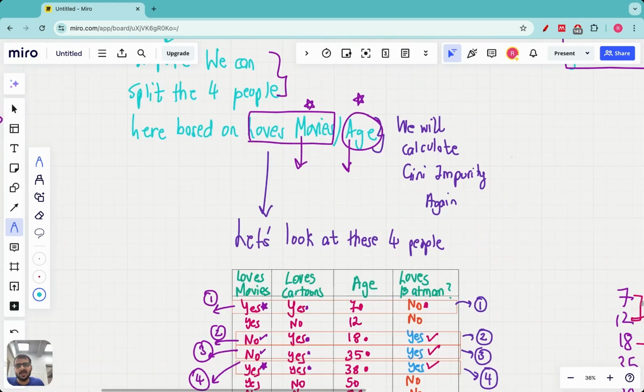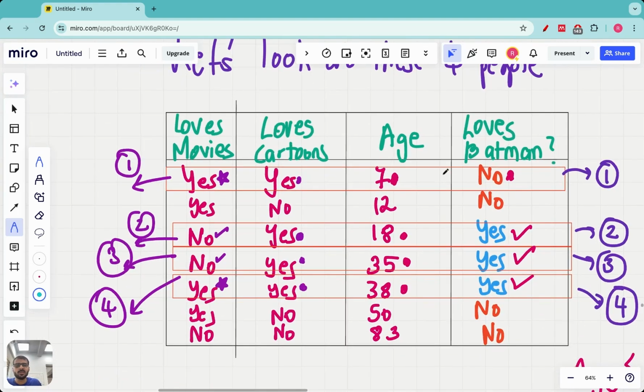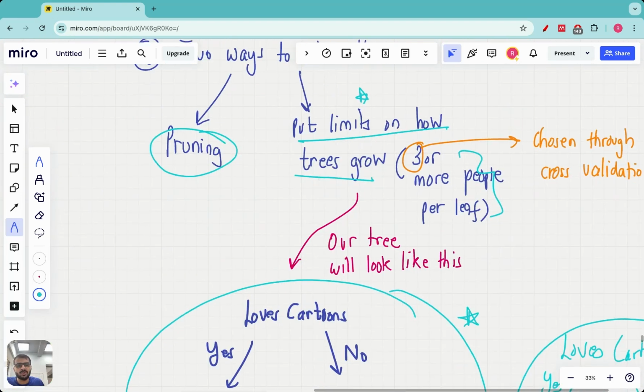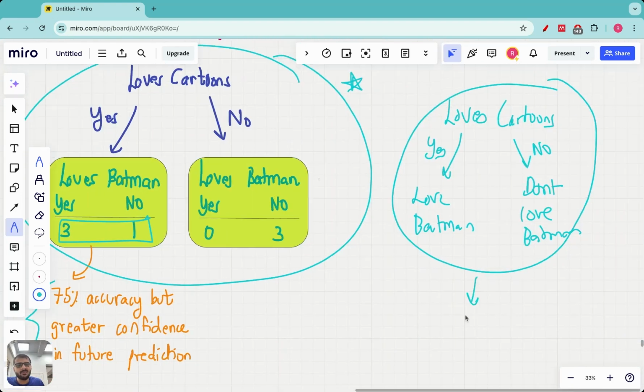So we are saying if they love cartoons, they love Batman, and if they don't love cartoons, they do not love Batman. So already if you look at the first person, they love cartoons, right? But their true value is they don't love Batman, and our tree will make a mistake here. Our tree will be correct on no, because all the people who don't love cartoons, they don't love Batman in the data set also. And all the people who love cartoons, they generally love Batman except for this first person. So this decision tree will make mistakes on the training data.